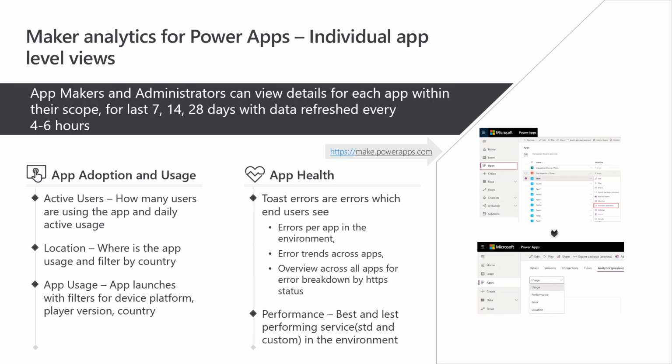There are maker analytics for Power Apps. Inside each individual app, there are reports that you can see as well. So you can go into there and have a look. Last 7, 14, 28 days. Data refresh every 4 to 6 hours. And that's straight from the Maker portal for people that create the apps, which is really useful. And there are the reports that are available.